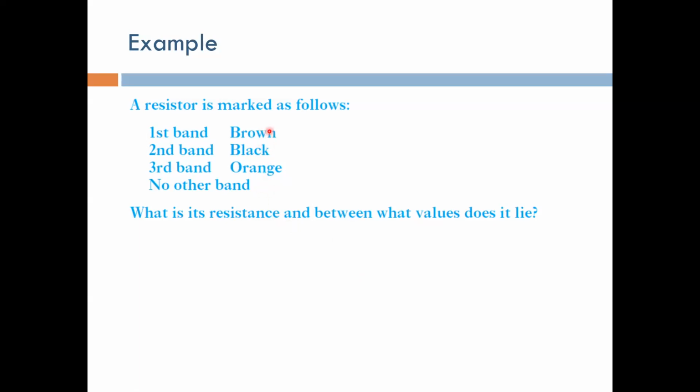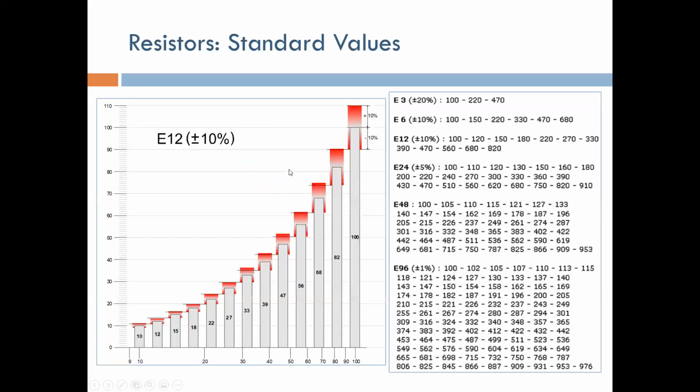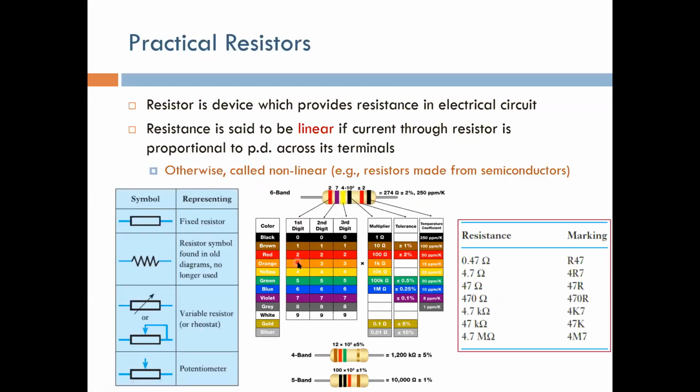We need to go back to the table to identify these. For the first digits, the first one is brown and black. Brown here is 1, black here is 0. And the third one, the multiplier, is orange. Orange is 3. So it's 10 times 10 to the power 3, which is what? 10K. Okay? Is that clear? Yeah.